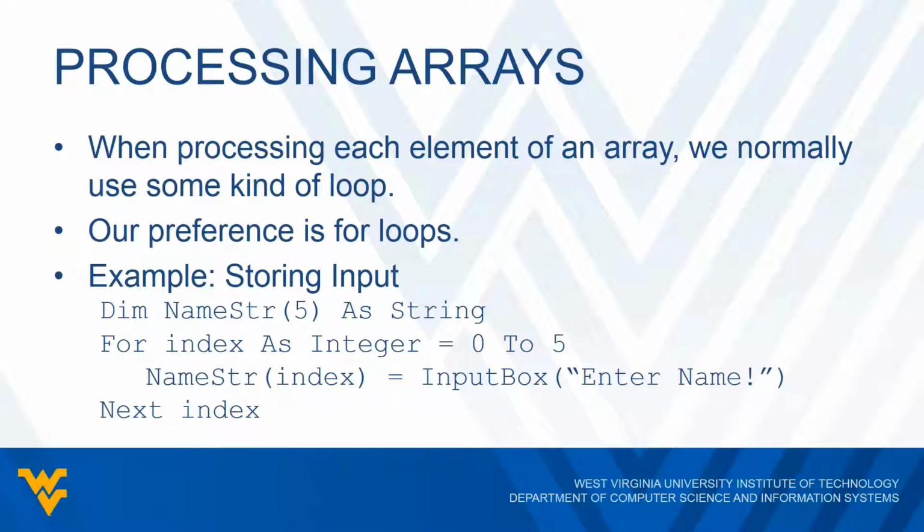So what we're doing here in the body of the loop is we're going to assign the element at the specified index to be the result of an input box method. So remember, this is going to open a dialog box, and there's going to be a prompt there that tells the user to enter a name. The user types in something in the text box, clicks OK, and that string gets stored into the respective element.